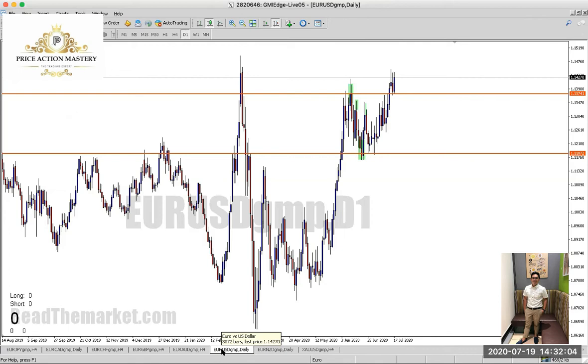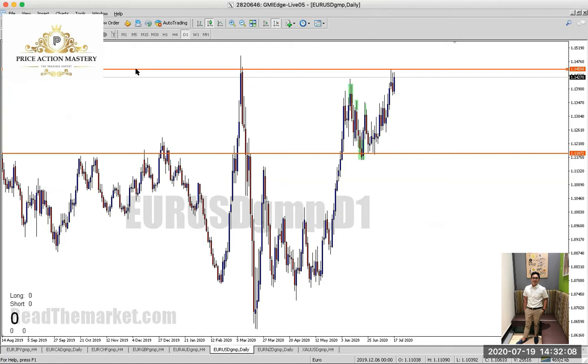Okay, so Euro USD, the market has reached the resistance area. As you can see, the market is like a rocket, shooting up. So maybe over this area, the market will form a setup and make some correction first. If there's no correction, there's a potential of the market continuing to go up.